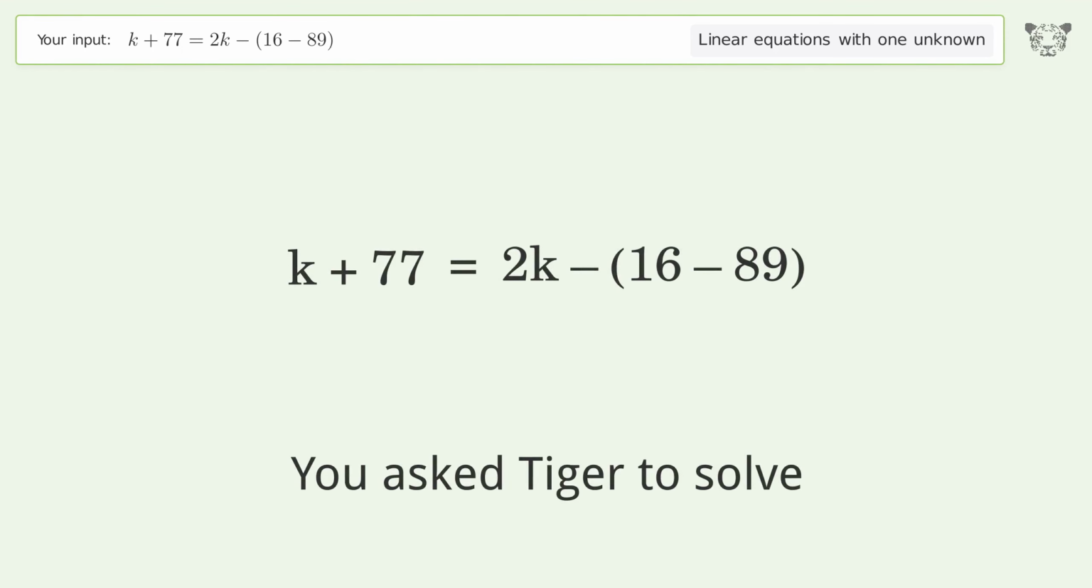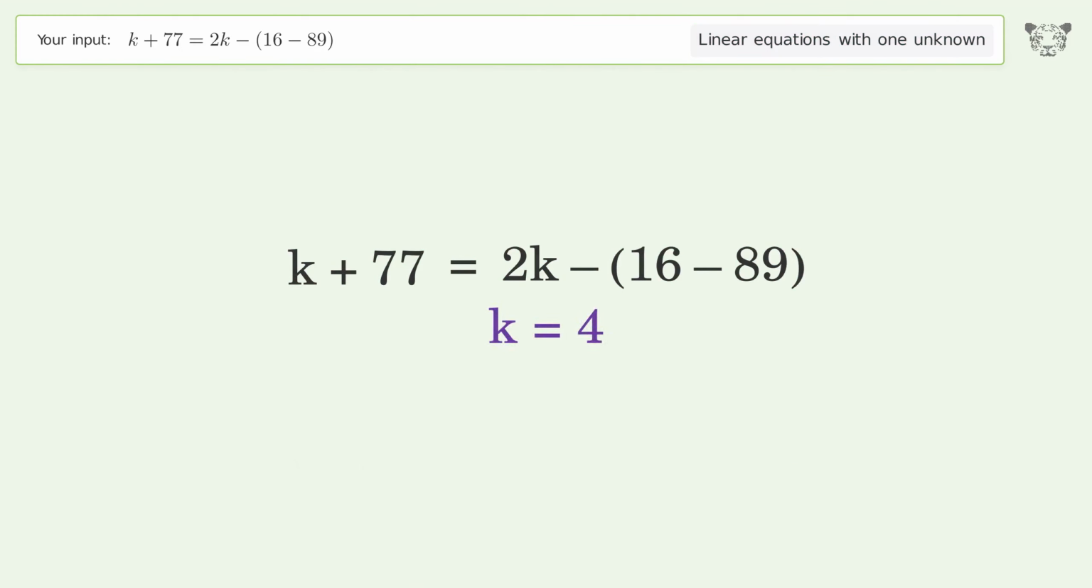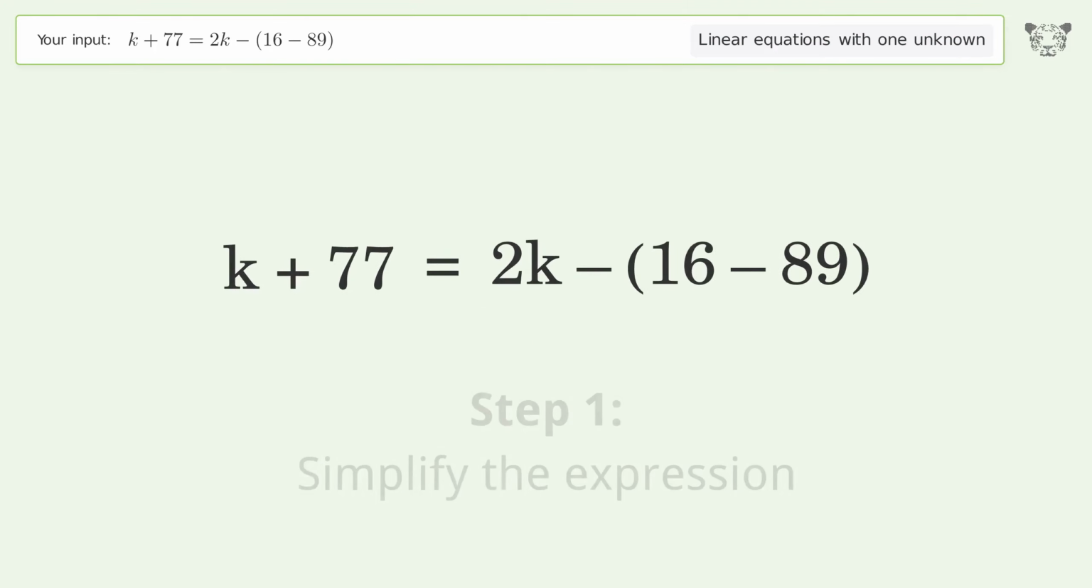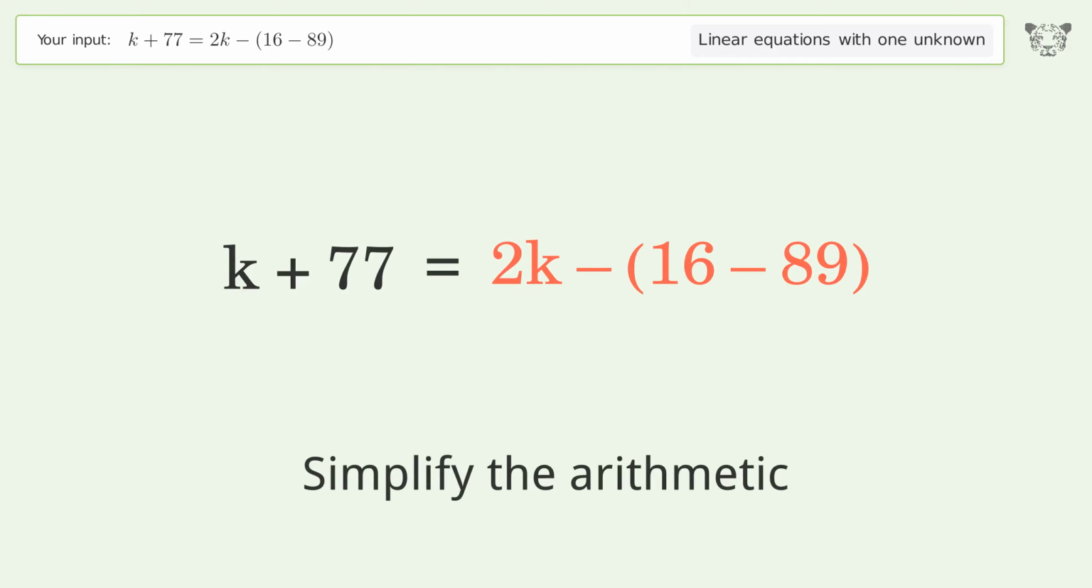You ask Tiger to solve. This deals with linear equations with one unknown. The final result is k equals 4. Let's solve it step by step. Simplify the expression. Simplify the arithmetic.